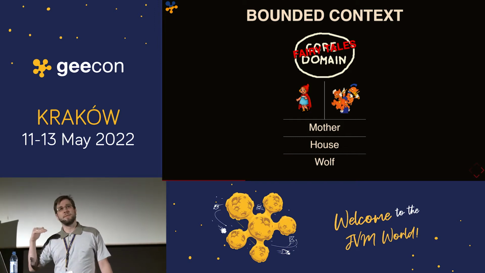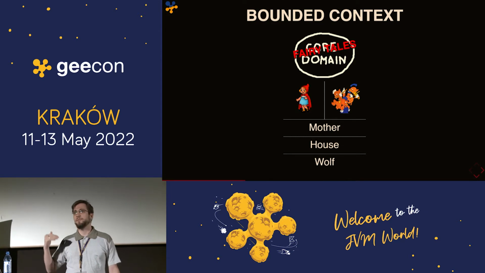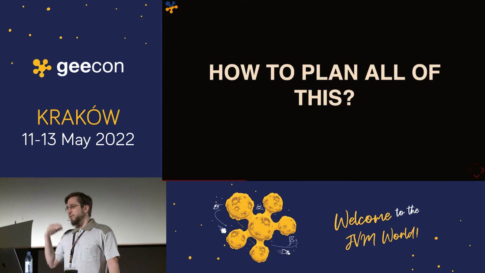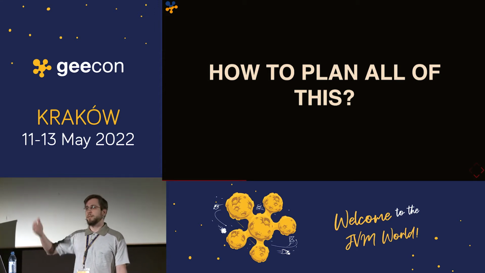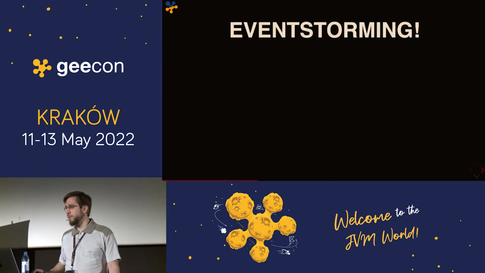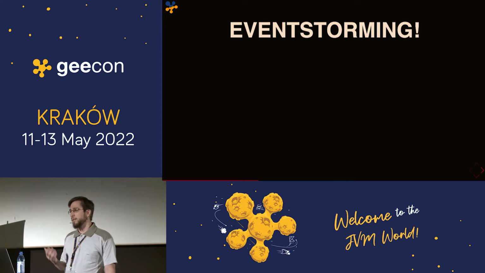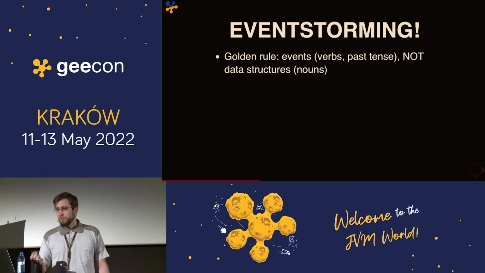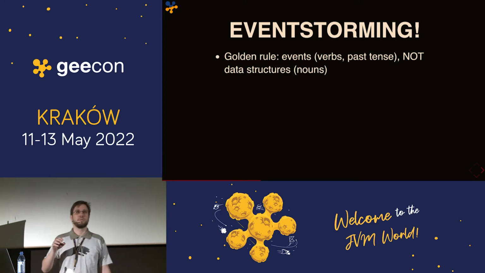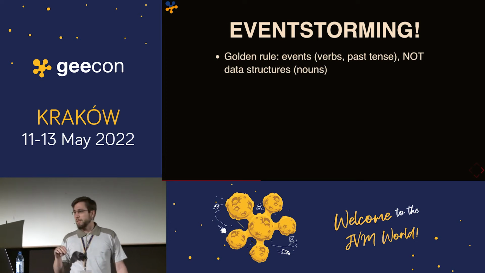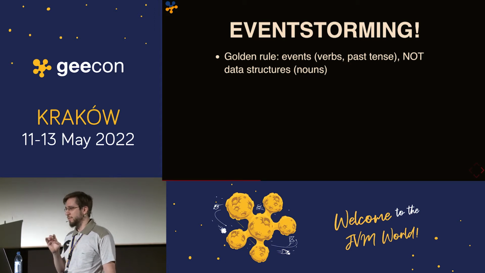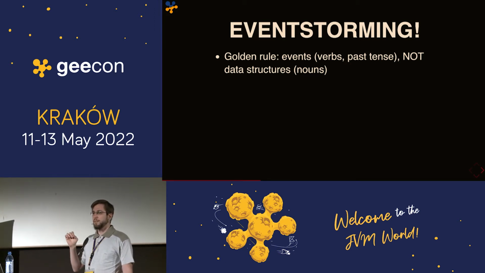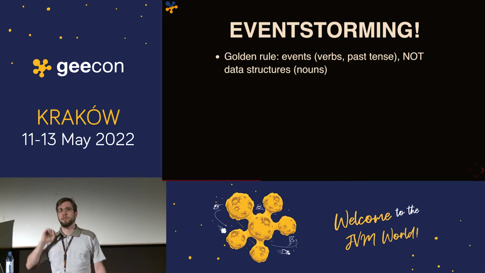Even though these nouns look similar, they have different behaviors connected with them. How to plan this, how to find these domains and solutions for the problems identified by domains. The most popular thing recently is event storming. And the golden rule of event storming is not to talk about event storming is a different thing. So the golden rule is to use verbs in past tense and not to use data structures.